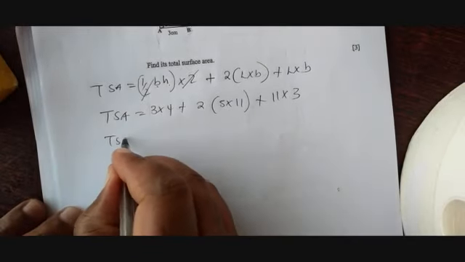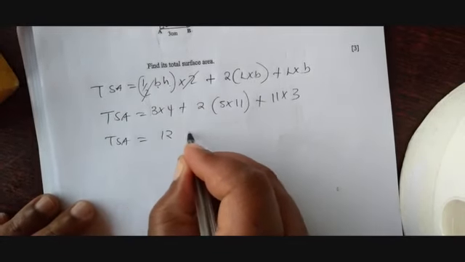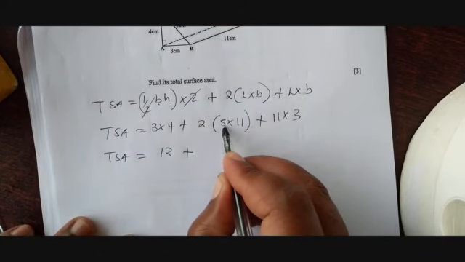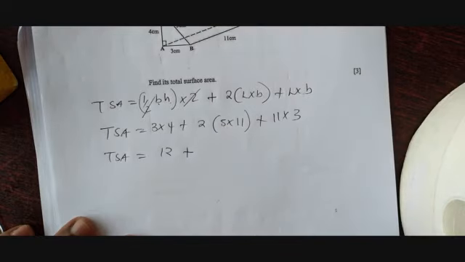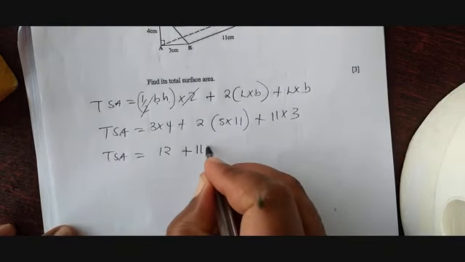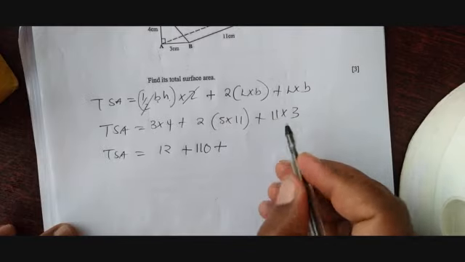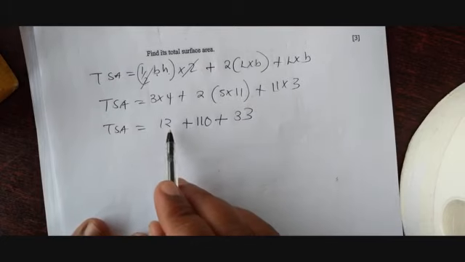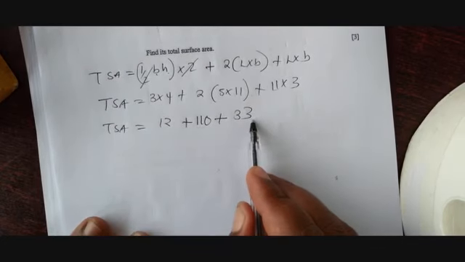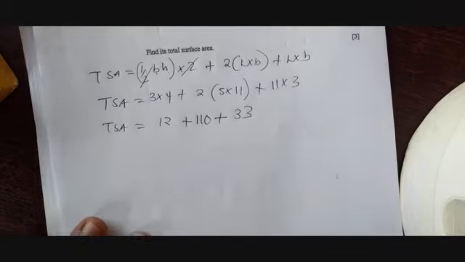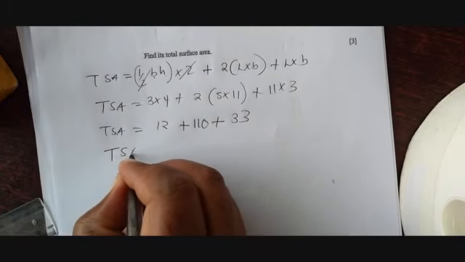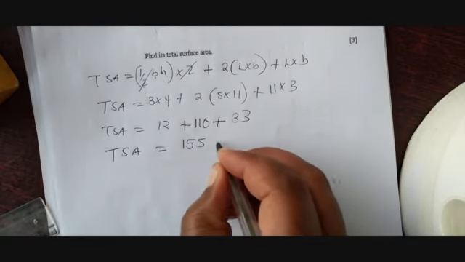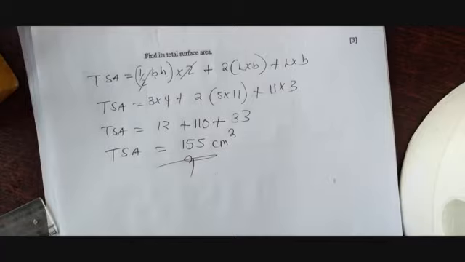So total surface area is equal to, this is 12 plus 11 by 5, it is 55. What is 55 by 2? So you have 110 plus 11 by 3, you have got 33. So what you need to find now is 12 plus 110 plus 33. When you add, you get 155 square centimeters. This is your total surface area.